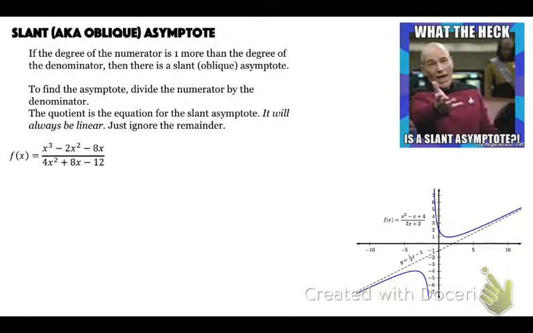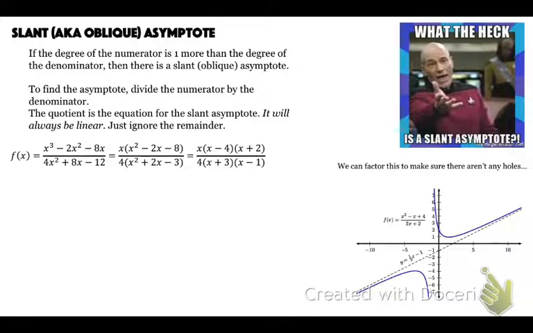So here, if we have x cubed minus 2x squared minus 8x over 4x squared plus 8x minus 12, we can factor this just to make sure that there aren't any holes. So if we factor it, we get x squared minus 2x minus 8, and then 4x squared plus 2x minus 3, which then that's x minus 4, x plus 2, x plus 3, x minus 1. There's no holes, we're good. So then I'm just going to go back to what I started with. Okay, and I'm going to use long division here.